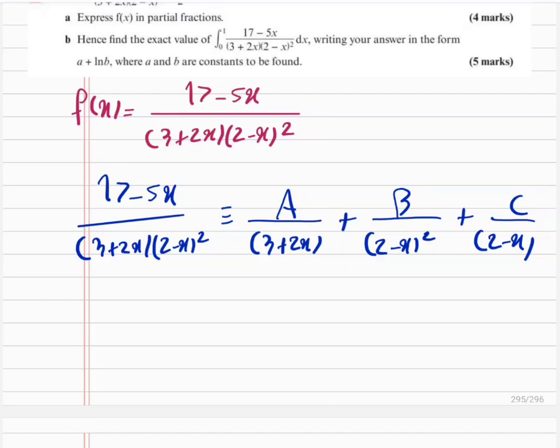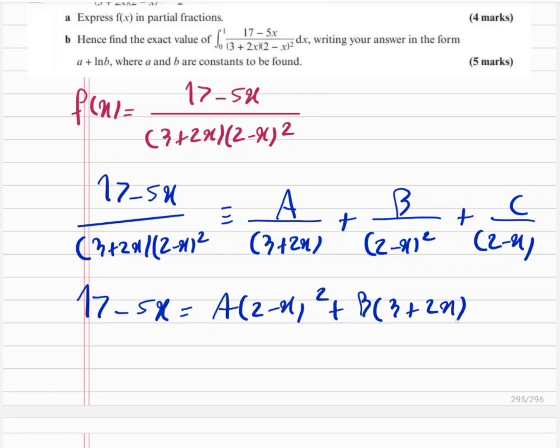Anyway, in this case we just multiply everything by the denominator of the first fraction, and that gives us 17 minus 5x is equal to A times (2 minus x) squared plus B times (3 plus 2x) plus C times (3 plus 2x)(2 minus x).